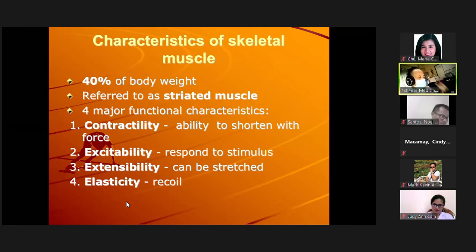Okay, anyway, just to test you. I'm just asking you this because you should know the characteristics. Contractility: ability to shorten with force. Excitability: response to stimulus or stimuli. Extensibility: can be stretched. Elasticity: recoil.